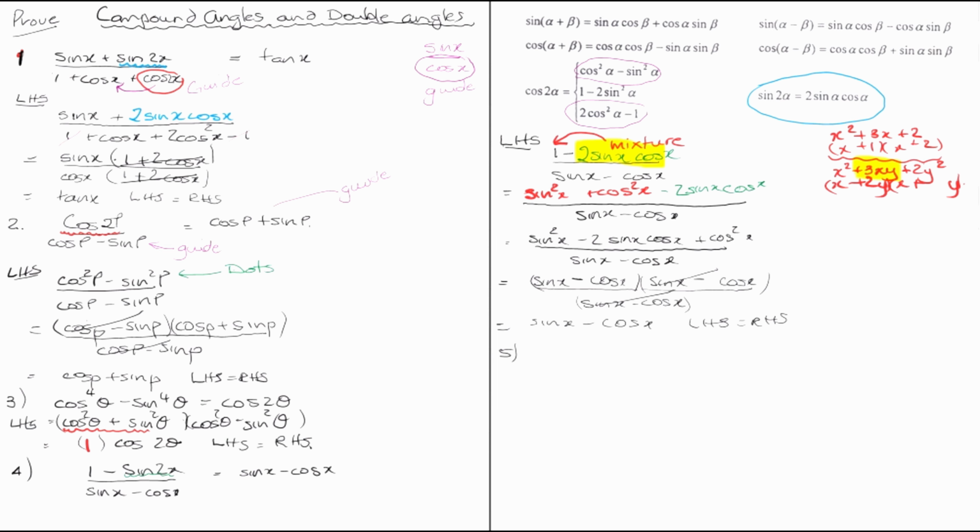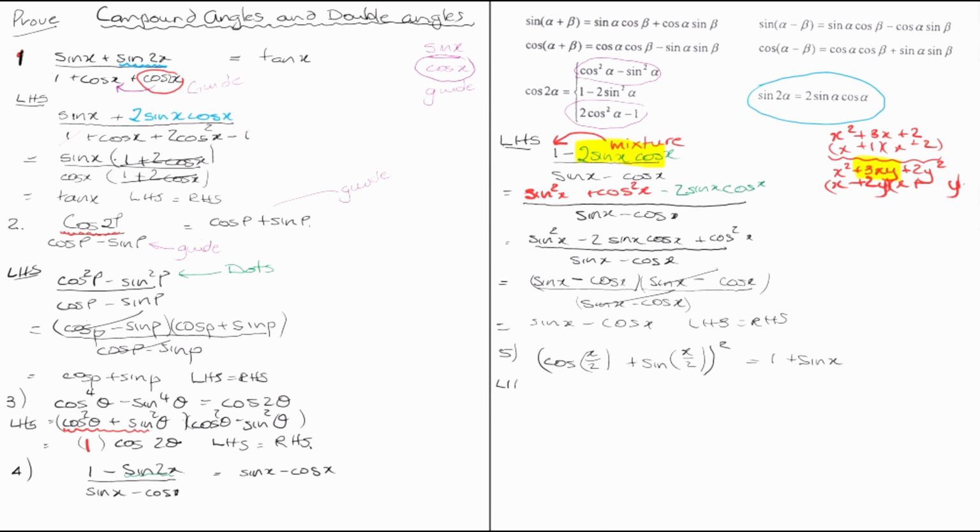Number 5. Let's have a look at this one. It is cos x on 2, which is a half x, plus sine x on 2, which is another half x, and all of that is squared, and they want us to get that to equal 1 plus sine x. You can work right to left, but it would be better to work left to right.